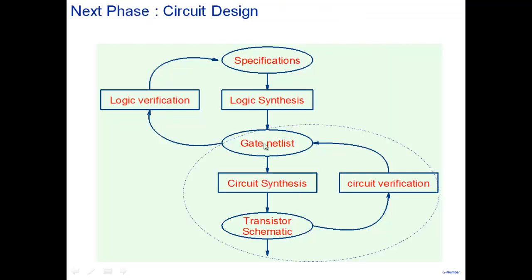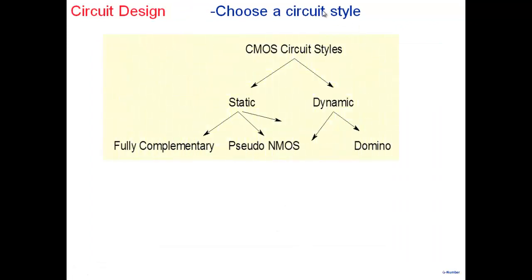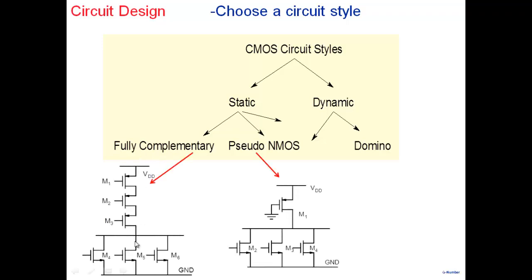Okay. So how do I do that? What are the things involved? So I have a gate netlist and I have to get to a transistor schematic. One of the things that we have to do is choose a particular circuit style. There are different ways in which you can implement a gate. For example, a NAND gate that you're aware of, I can implement it using what we call static CMOS or a dynamic CMOS circuit. The static one, I can do it using fully complementary or pseudo NMOS. Let me give you an example. Fully complementary NOR gate is here. And a pseudo NMOS NOR gate is here.